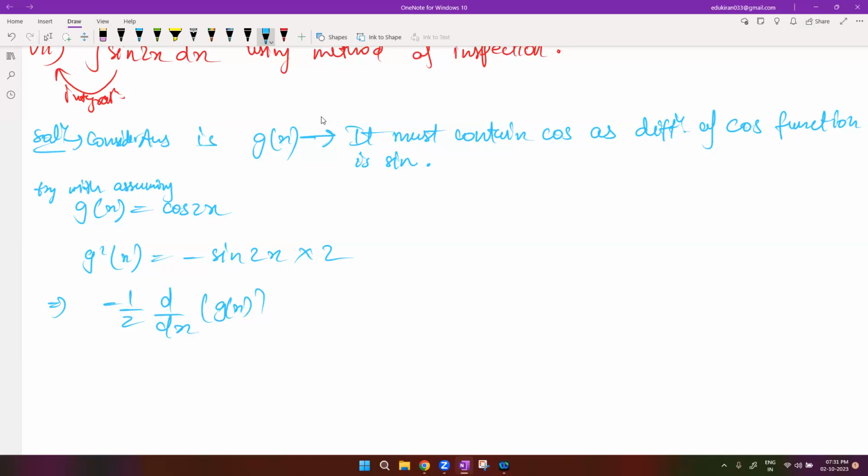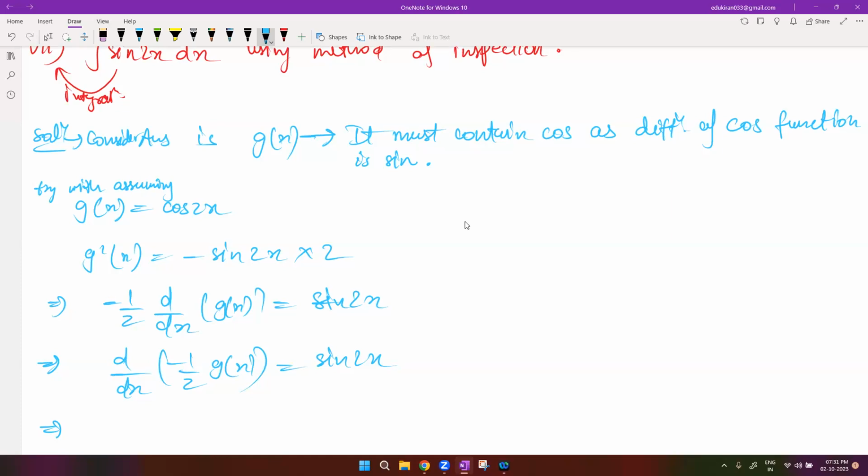What is g dash x? g dash x is the differentiation of gx, right? So if I take minus 2 to the left hand side, this becomes minus 1 by 2. Differentiation of gx is equal to sine 2x, right? So if you differentiate minus 1 by 2 gx, you can take minus half inside, then the answer is sine 2x, which means that if you integrate sine 2x, okay, I'll also show you one more thing.